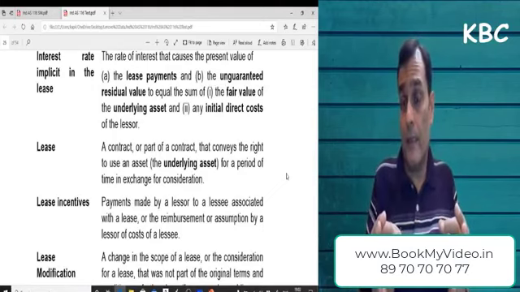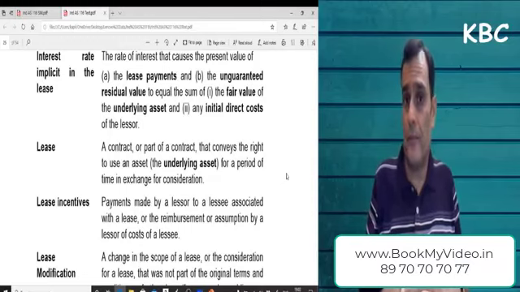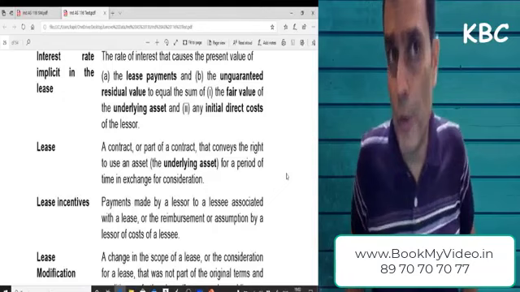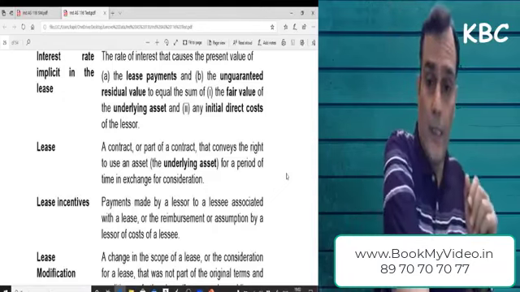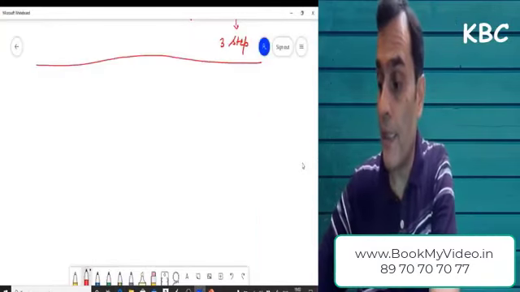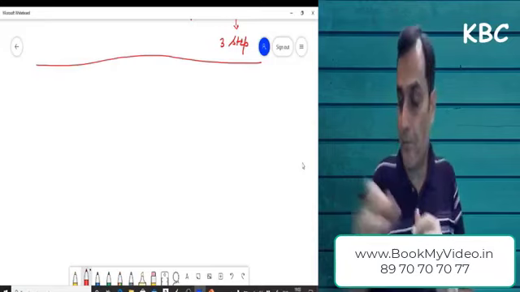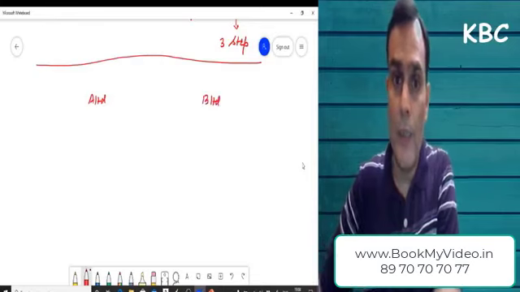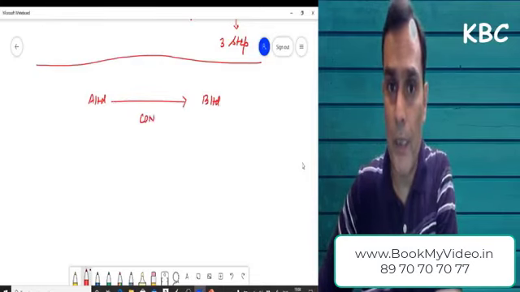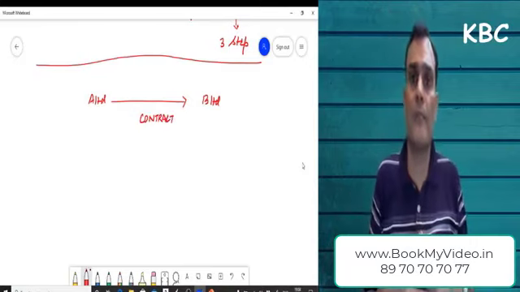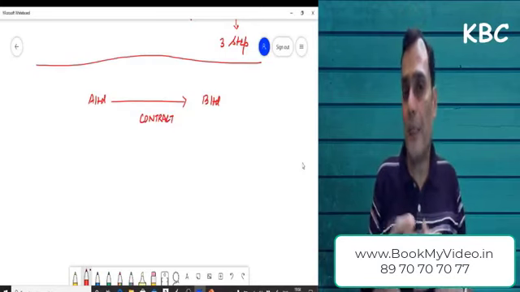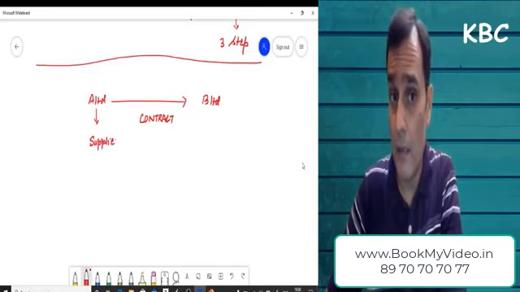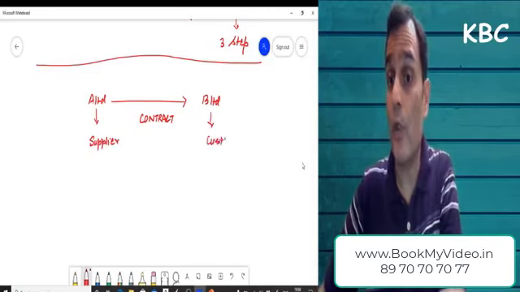It says a contract that conveys the right to use an asset for a period of time in exchange for a consideration. Now, let me first put some terminology at the back of your mind. Let me create an image, because as we proceed with the standard, we need more clarity with the terminology. Imagine there is a company A Limited and a company B Limited. The first important element of the definition of lease is that there is a contract, and the contract is always between two parties. Under this contract, A Limited is called a supplier. I'm not saying a lessor. And B Limited is called a customer. I'm not calling it a lessee.